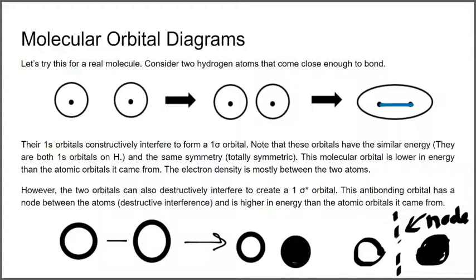Now, even though the electron doesn't spend any time in the internuclear space there, you can still have an electron occupying an antibonding orbital. And so it would just occupy the spaces that are shown here.